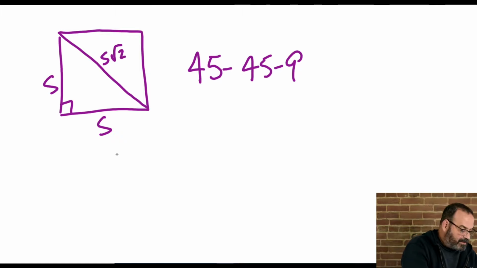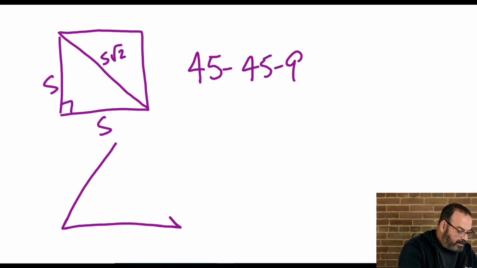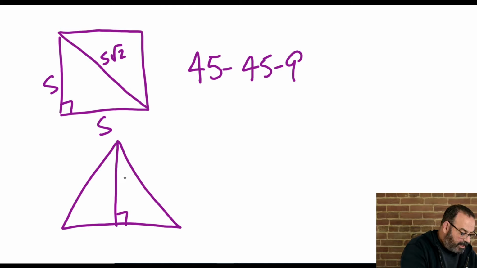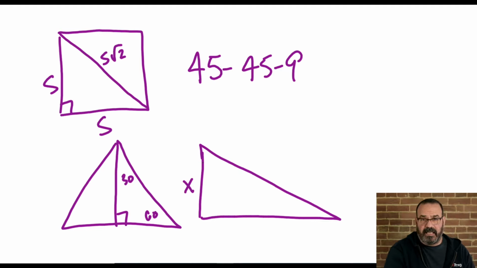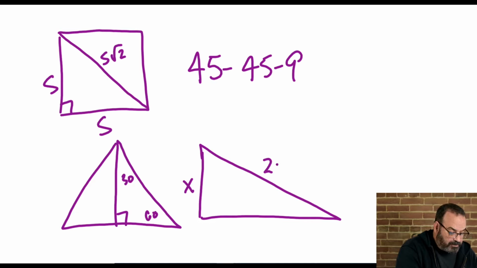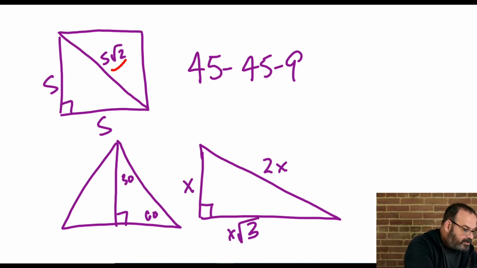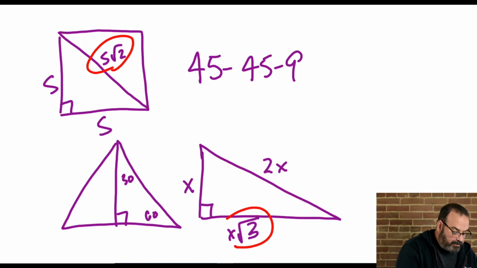The other special right triangle is an equilateral triangle split in half, forming a 30, 60, 90. And a 30, 60, 90 has unique relationships: the short leg is x, the hypotenuse is twice the short leg, and the long leg is x times the square root of 3.